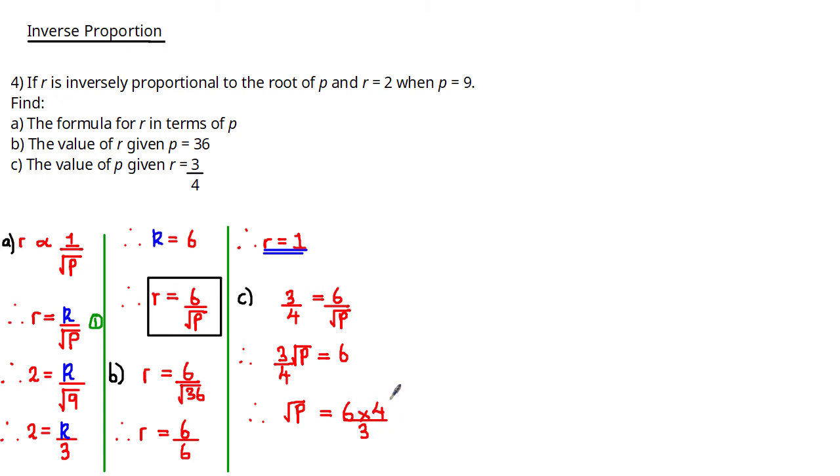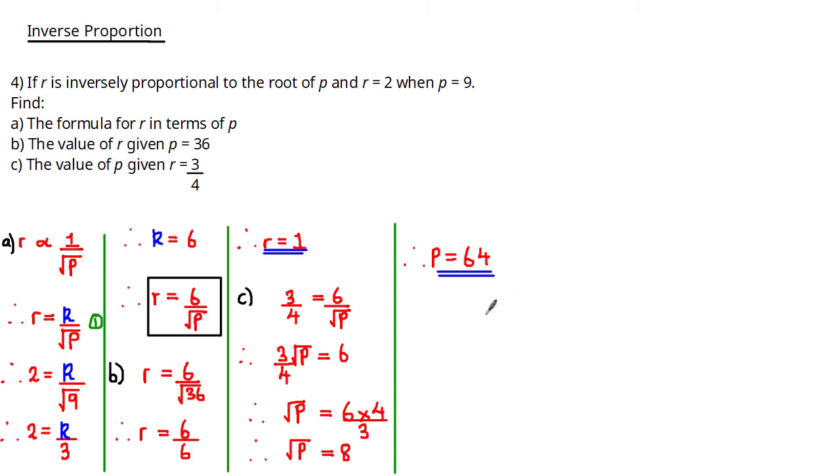6 times 4 is equal to 24. 24 divided by 3 is equal to 8. And therefore the square root of p is equal to 8. So to get the value of p, we need to square both sides to get that p is equal to 64.